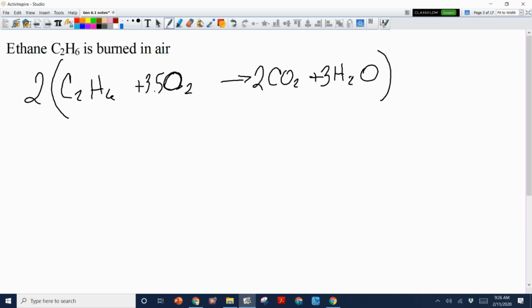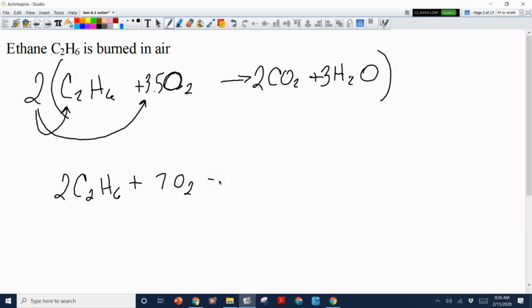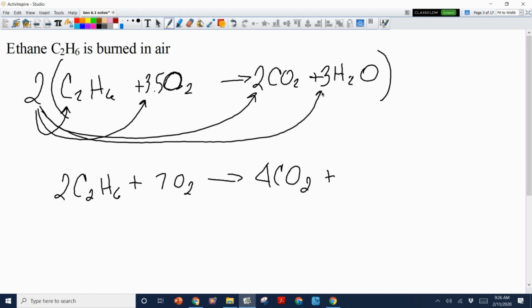All right, so if we multiply all of our coefficients by 2, then we should still get a balanced equation. So 2 times this one, so we're going to have 2C2H6 plus 2 times 3.5 is 7 O2s. 2 times 2 is 4 CO2s. And 2 times 3 is 6 H2Os.